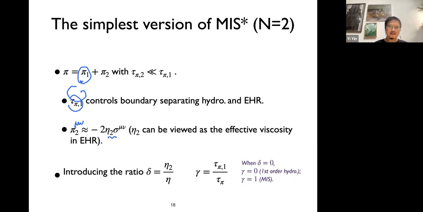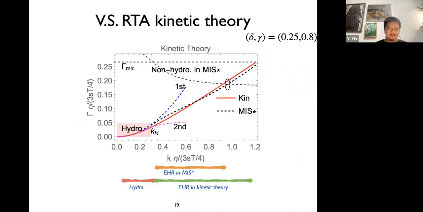And now, in the next slide, I will show you how this theory really works, and I will present the results in terms of dimensionless ratios. The delta is the ratio between eta two over eta, and the gamma is the ratio between tau pi one over tau pi. So it's very easy to check. For example, if gamma equals one, we get the usual MS theory. And when gamma equals zero, we get first order hydrodynamics. Of course, they should be, because they're just limiting cases of our new extension.